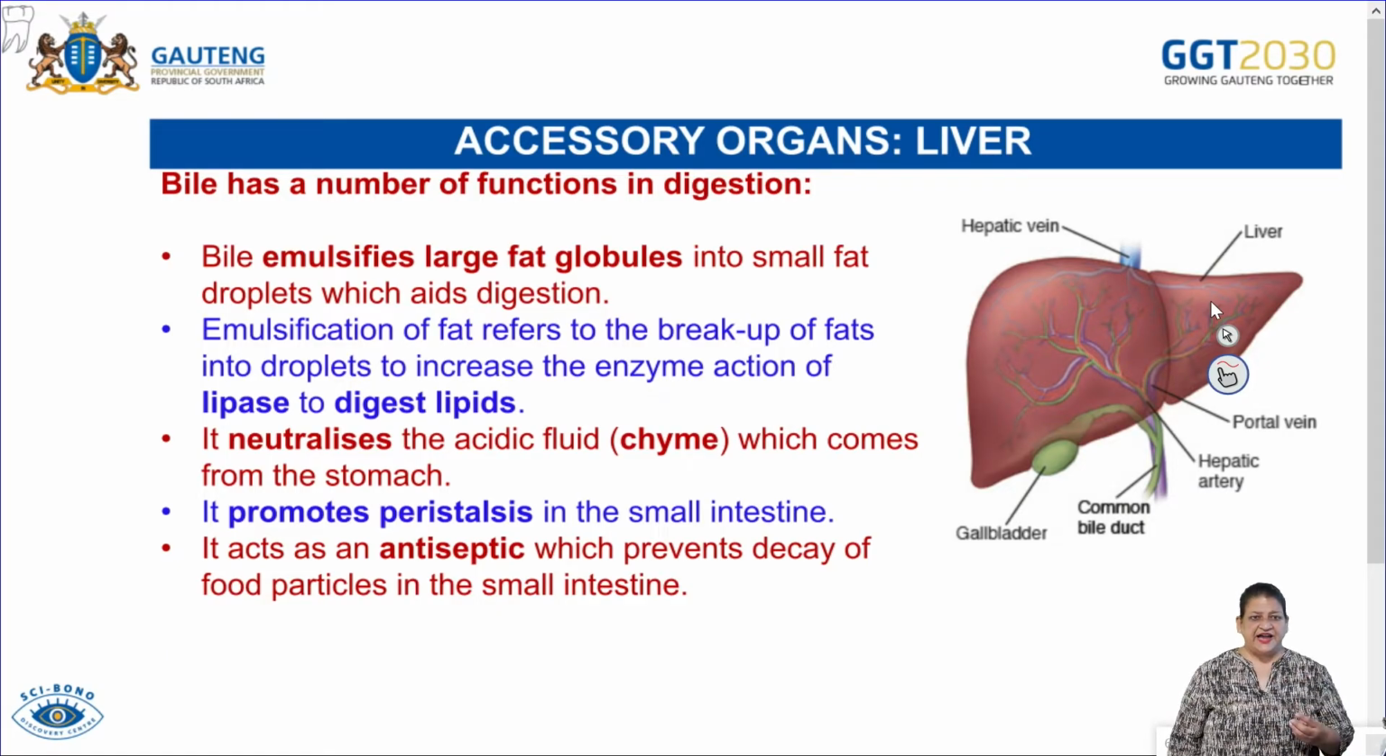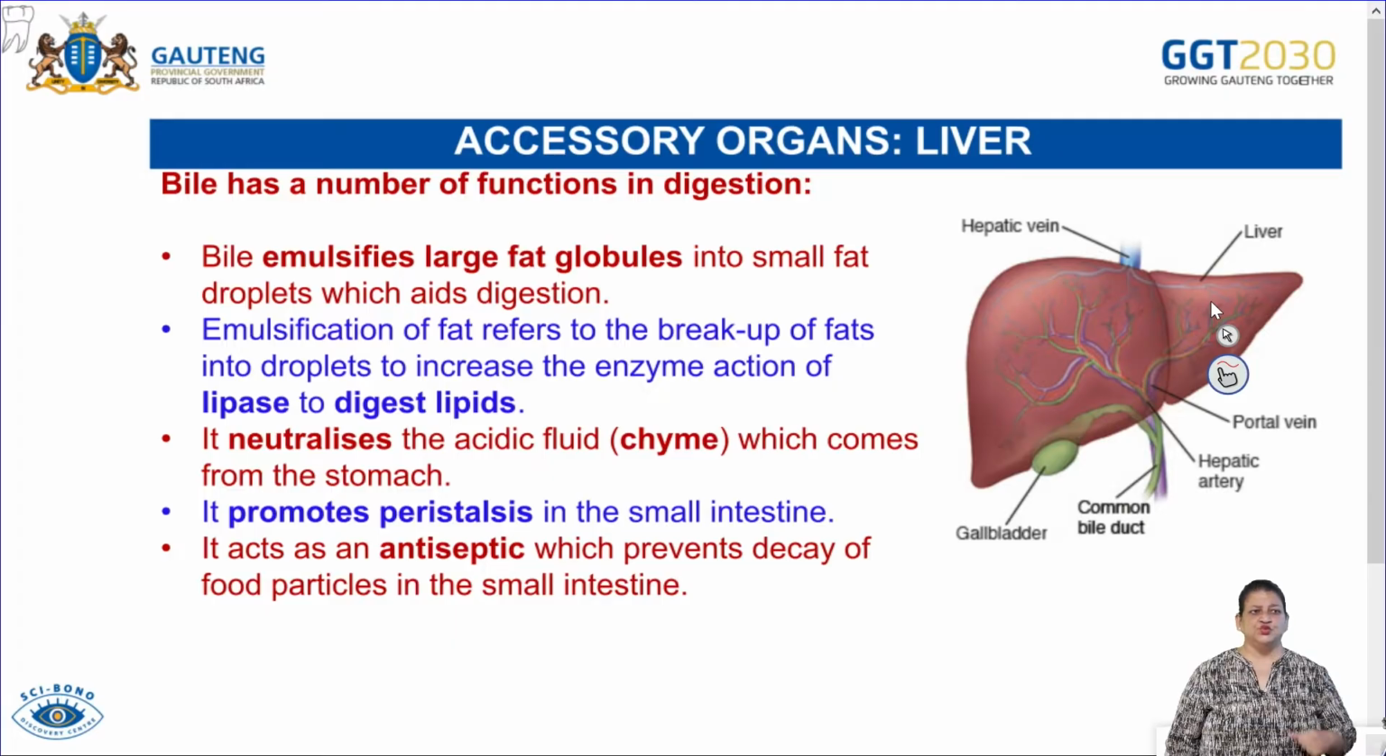One, it emulsifies fat globules into fat droplets. Two, it neutralizes the acid food from the stomach. The acid food is called chyme in the stomach. It actually neutralizes it. Three, it promotes peristalsis in the small intestine. And four, it acts as an antiseptic.